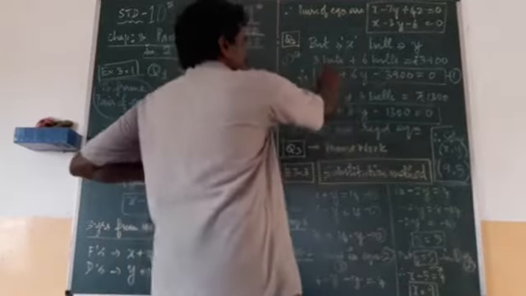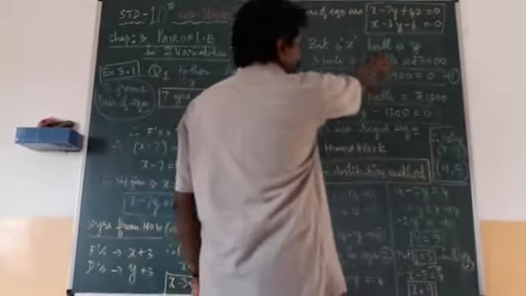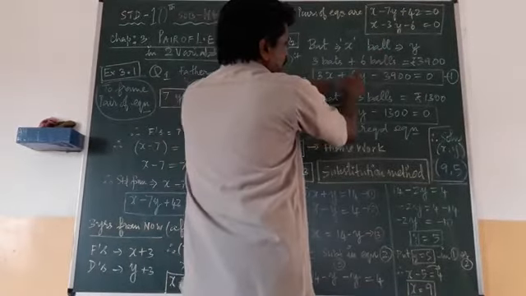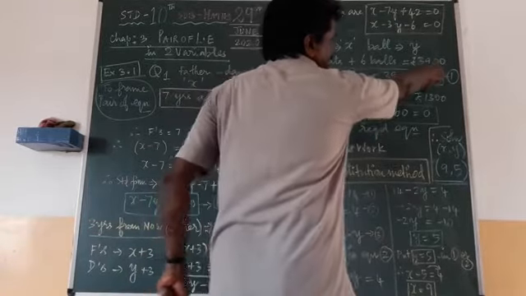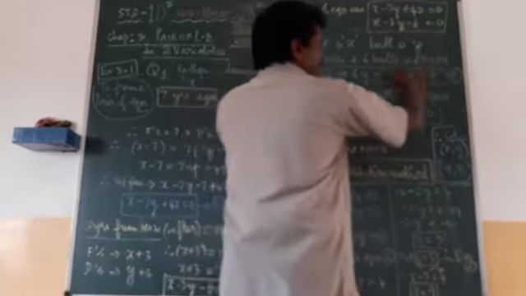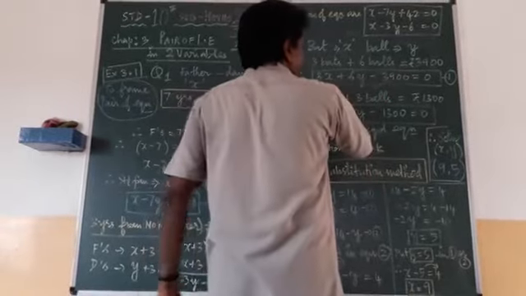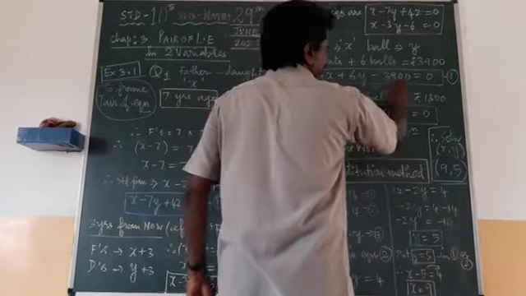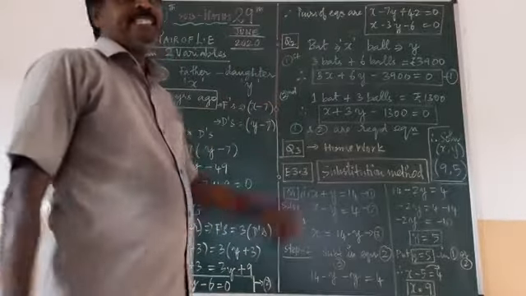Here, 3 bats. Bat we are assuming as x, and ball we are assuming as y. So 3 times x plus 6 times y together equal 3,900 rupees. Then make it in the standard form. I am bringing the 3,900 inside it, so it will become 3x plus 6y minus 3,900 equal to 0. First equation.